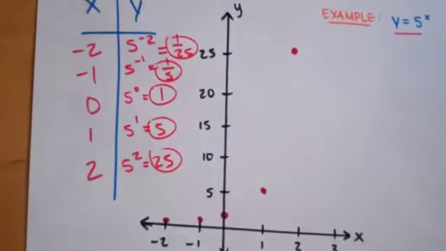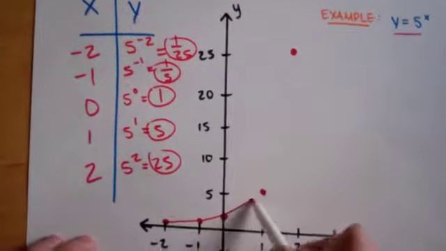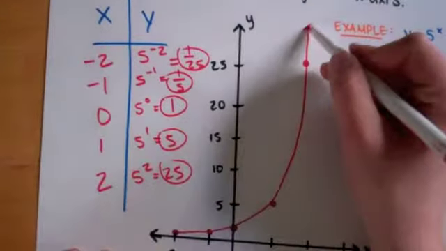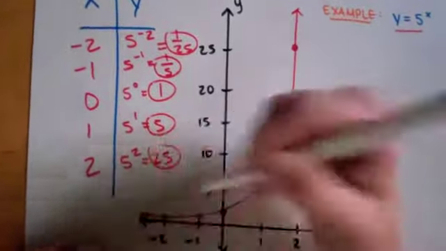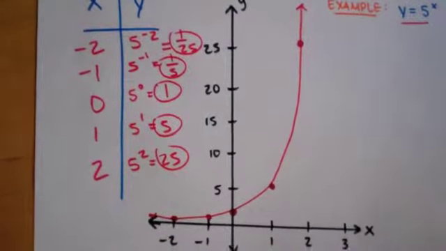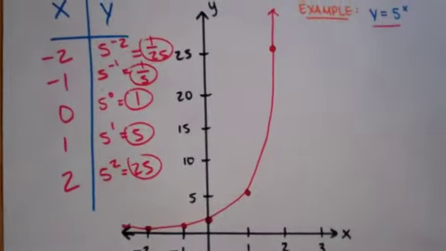So after you have those plotted, you're just going to connect them. And you can see that the line is approaching the x-axis, but it's not quite touching it. And for this example, that's what your graph looks like.